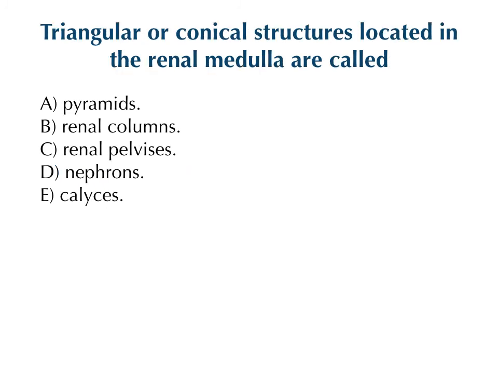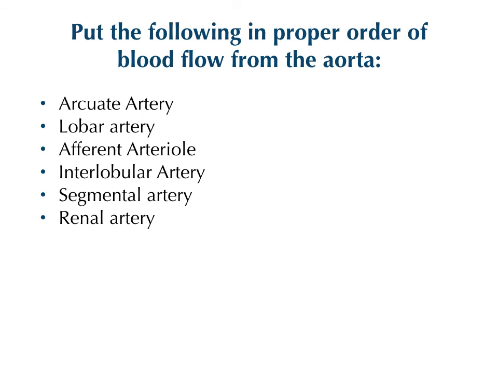Triangular or conical structures located in the renal medulla are called pyramids, columns, pelvises, nephrons, or calyces. And obviously, a triangle is going to be the pyramid. Here's a little bit more difficult question. You might want to pause so that you can stop and think for yourself how to put the following arteries in proper order of blood flow coming off of the aorta. Okay, let's get to that.